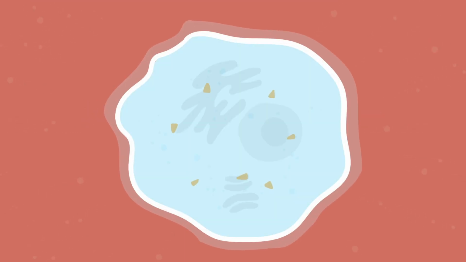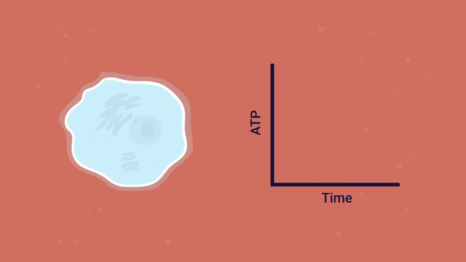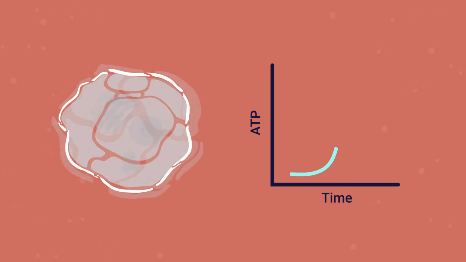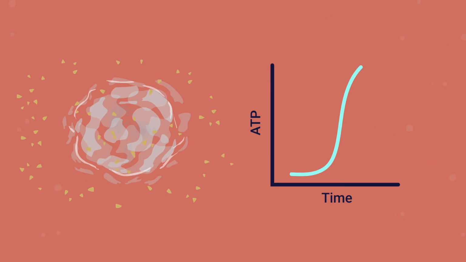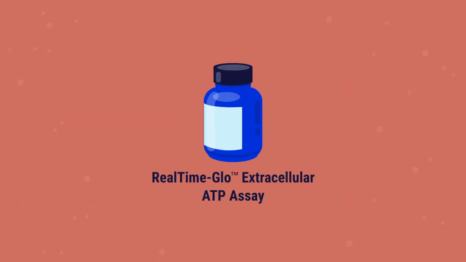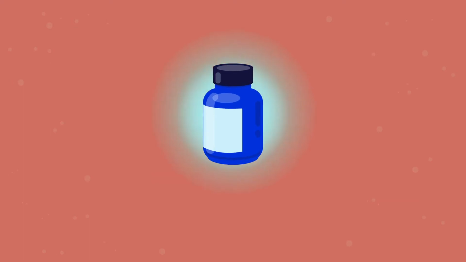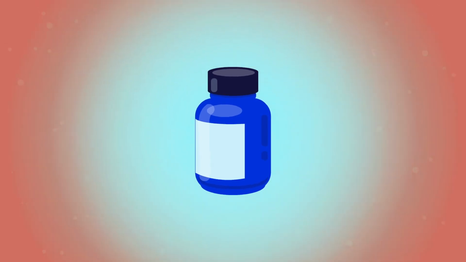When immunogenic cell death occurs, cells release ATP into extracellular space. Measuring the amount of extracellular ATP in real time can tell you when and how immunogenic cell death is induced after treatment.